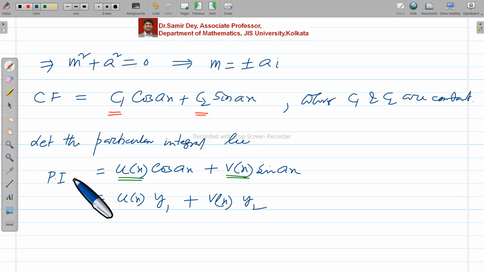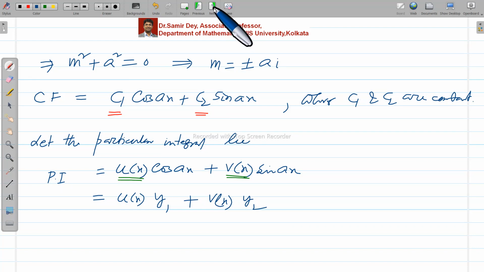You may write PI, and now I think it is okay. Okay, so we are creating PI, particular integral, from CF by replacing the constant part. In my next slide I'll use some formula.